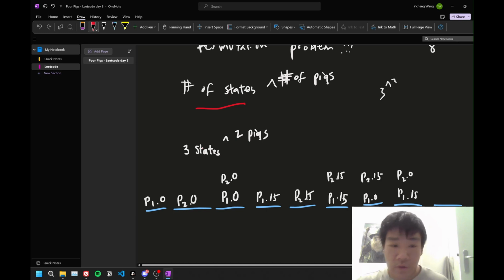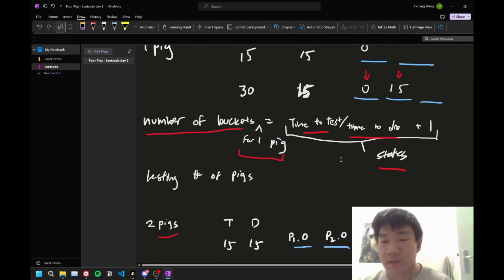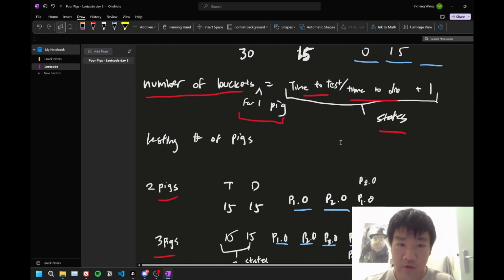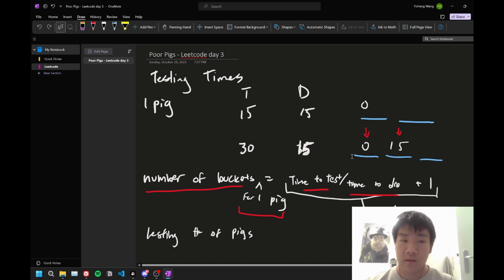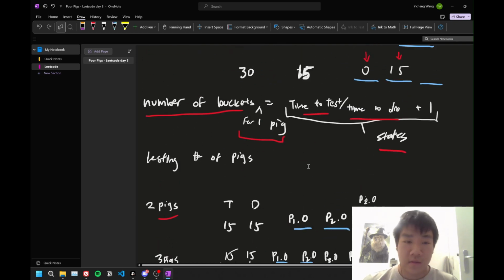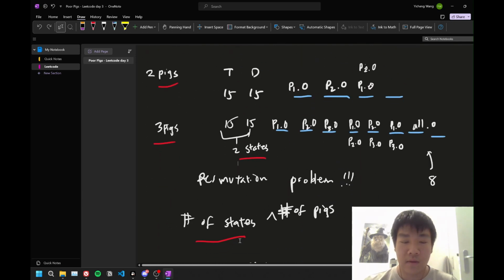And with three states and two pigs, you have something like this. Note that it's interesting here: pig two gets this bucket at 15, while pig one gets it at 0. And the rest of the coding solution should be pretty easy. You are given the states, so you do simple division with that, and then it's just easy math.